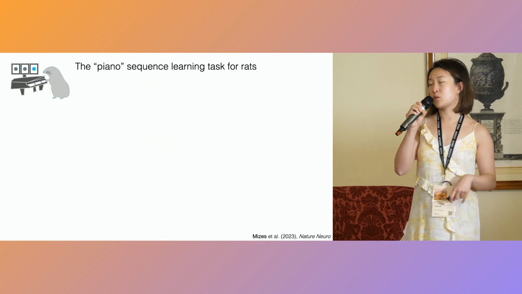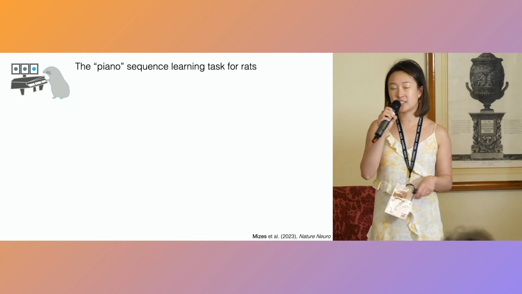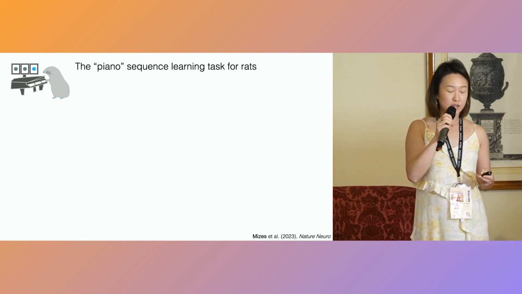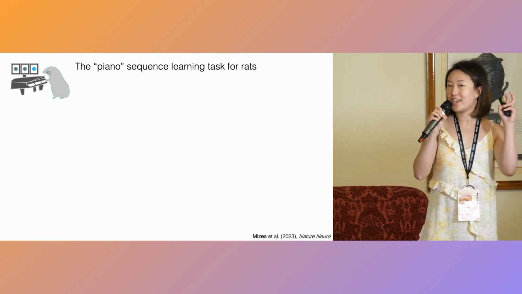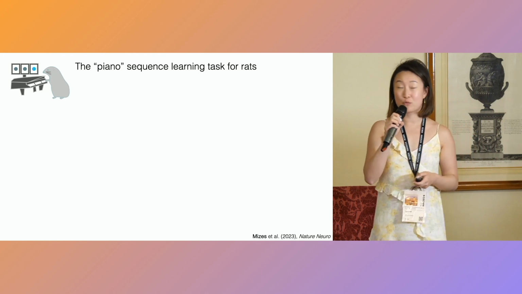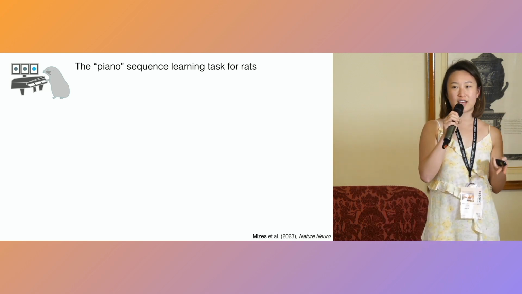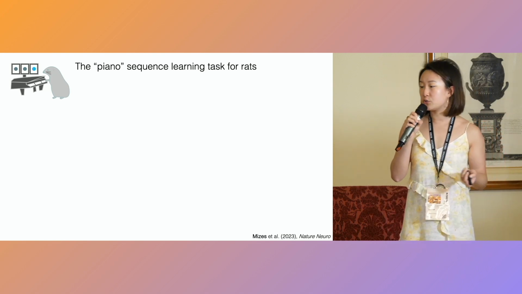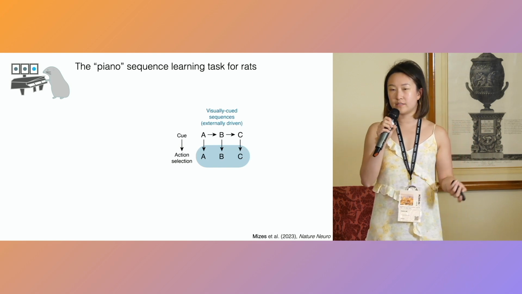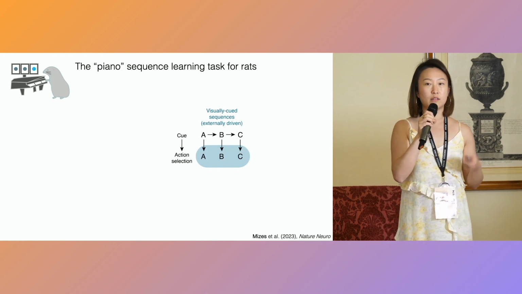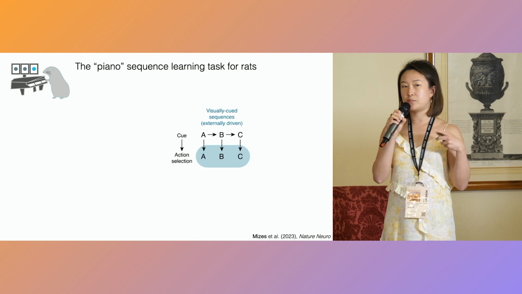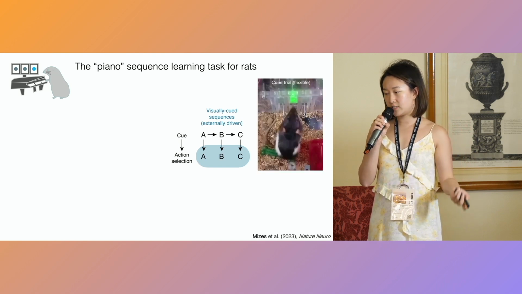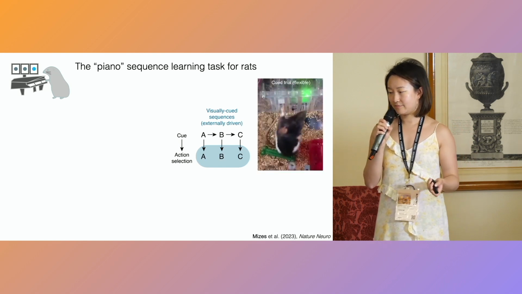To test these predictions in the brain, we teamed up with Ben Sejlovecki's lab at Harvard, who have developed a unique piano motor sequence learning task for rats. So there's two kinds of action sequences. The first are visually cued. So in this task, the animals are provided with a light cue, and they have to tap a lever underneath each cue. And so to give you a sense of what that looks like, it's very cute.